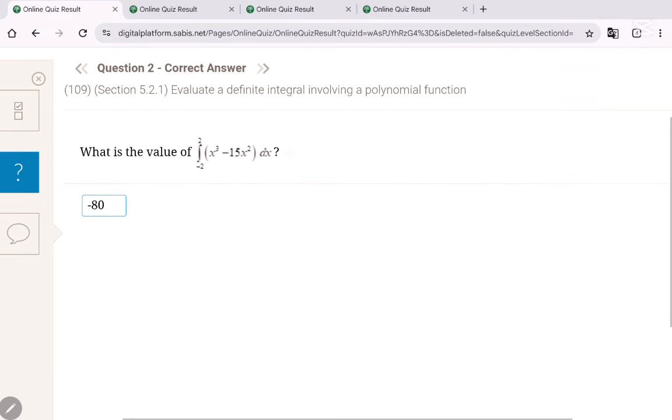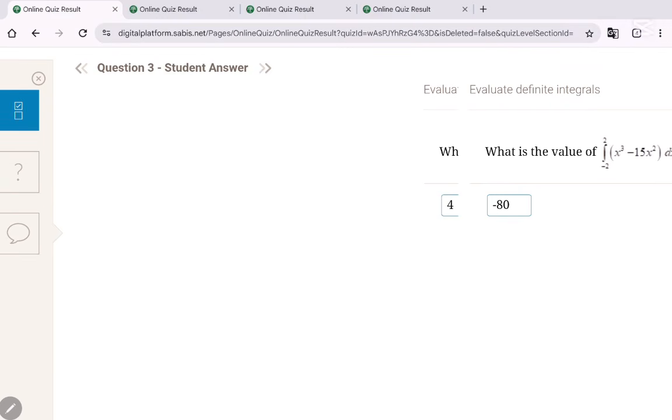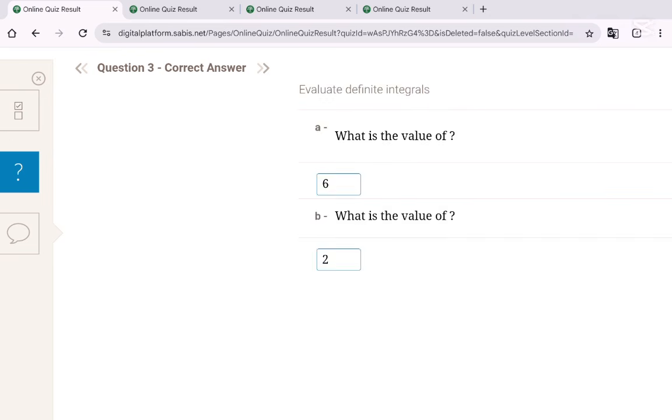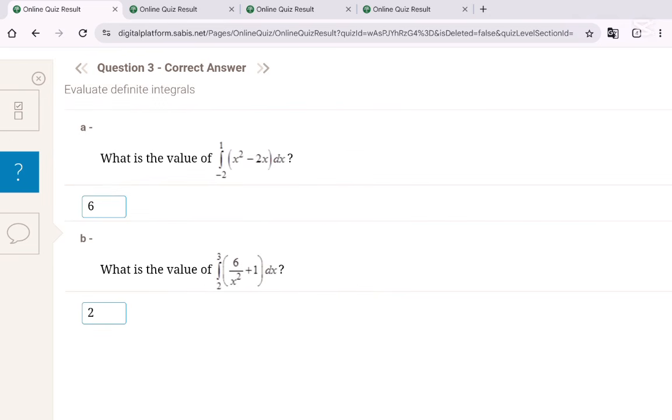We'll now move on to question number 3. What does it say in question number 3? Okay, what is the value of these? I'm going to solve them regularly in case they came in the written part. So we need to do the regular integration. Let's do the regular integration of this. x squared minus 2x. But because they are definite integrals, we will not put plus c, okay?